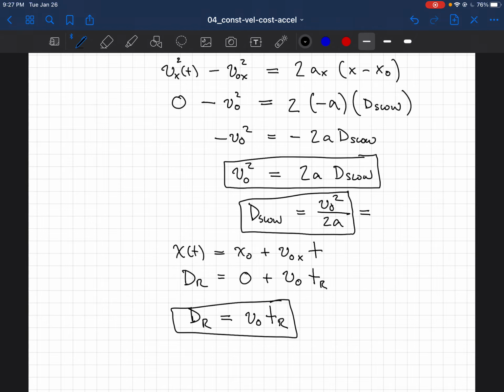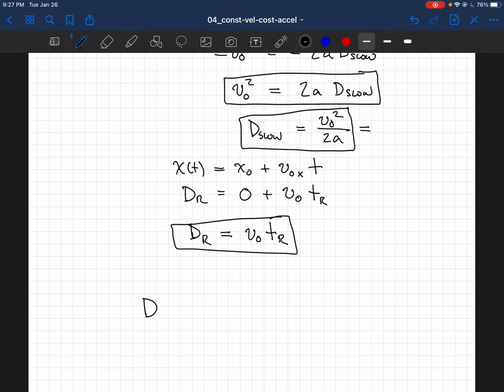So these two equations actually have solved the problem for us. So d stop is equal to d react plus d slow, and that is v0 t react plus v0 squared over 2a.